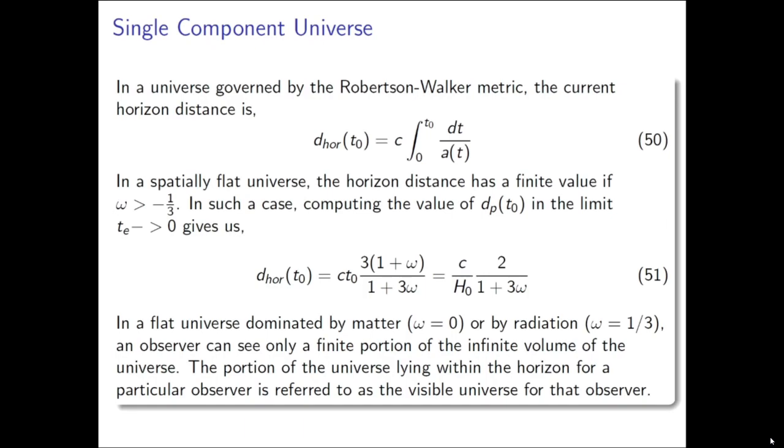This is basically similar to a horizon on Earth, since we cannot see more than the part of the curve that we can see at one point. While viewing the horizon, you are obviously at the center of the sphere, or whatever shape you are present on. The portion of the universe lying within the horizon for a particular observer is referred to as the visible universe for that observer. So this is again the horizon, based on the horizon distance.